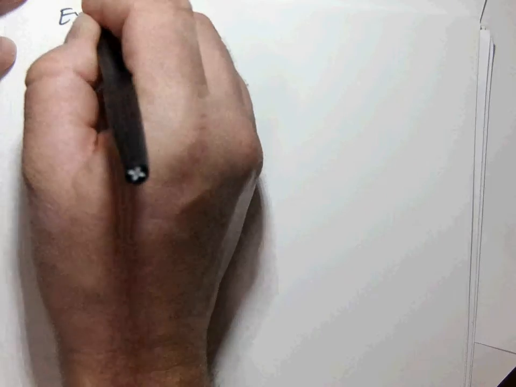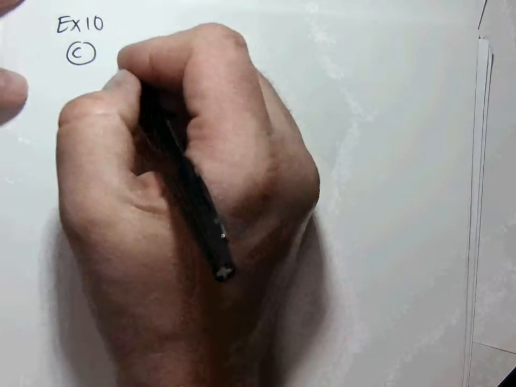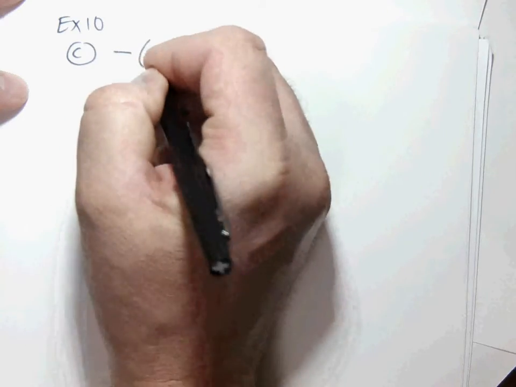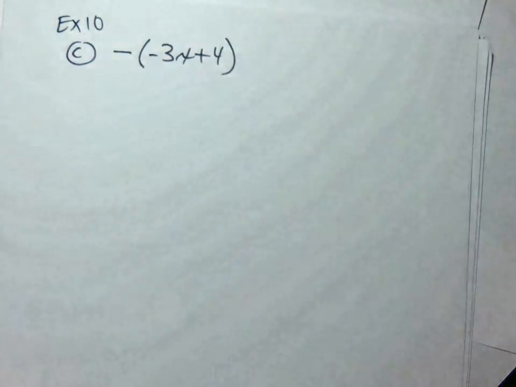Example 10, part C. I haven't figured out why, but this should be really easy. If I just have a negative in front of a parentheses, that's it. Well, I want to take the opposite of everything in that parentheses. That's what a negative sign is doing.